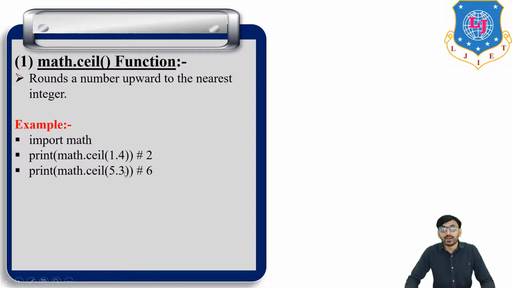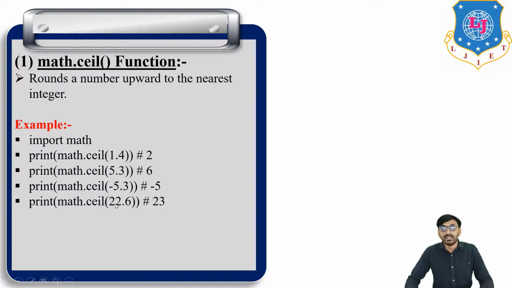Then print math.ceil 5.3. Round a number upward to the nearest integer, that is 6. Then math.ceil minus 5.3, minus 5. Not minus 6, because minus 5 is greater than minus 6. Then print math.ceil 22.6, then we get the answer 23. Then print math.ceil 10.0. So in all cases, the answer is an integer value.